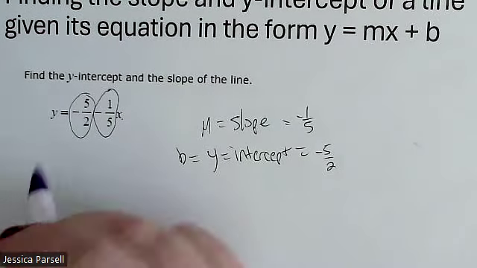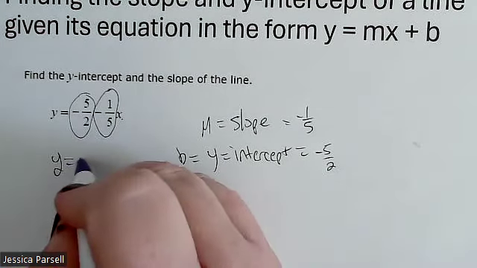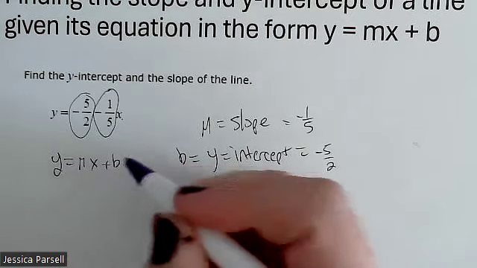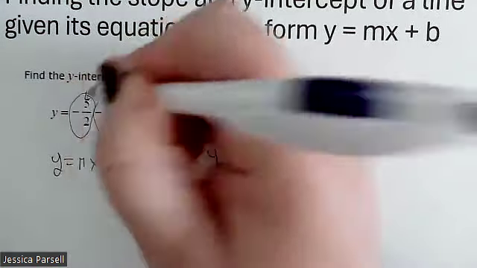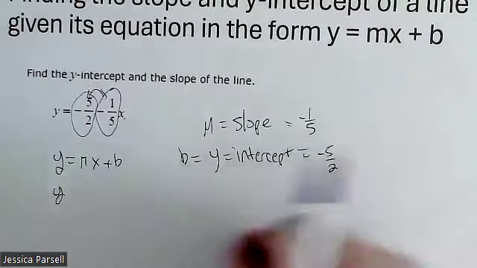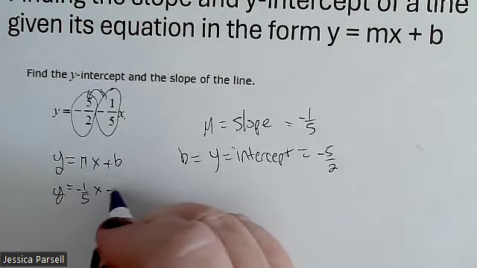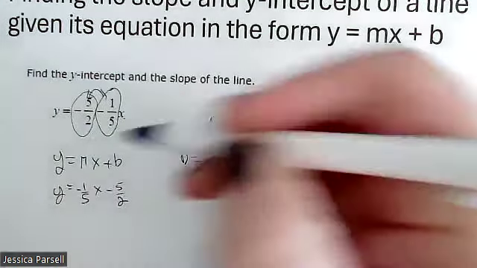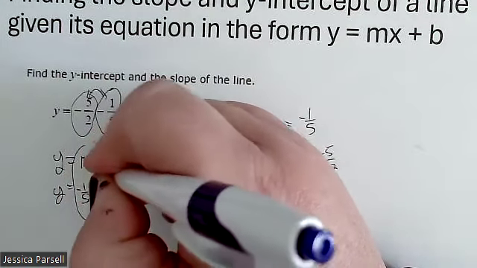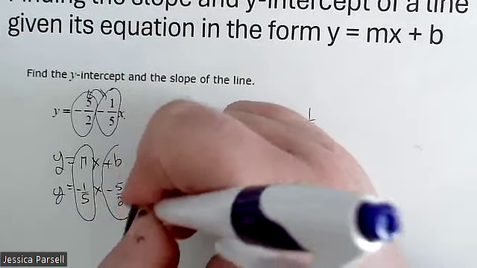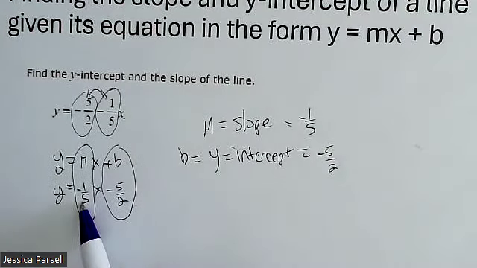If you want to, you could rewrite this because it doesn't look like it's in y equals mx plus b format. It's because these are kind of flip-flopped. So rewrite it if you want as y equals -1/5 x minus 5/2. Now things kind of line up a little better. So if you need to do that, you're welcome to. Then you can pluck out your slope and your y-intercept.